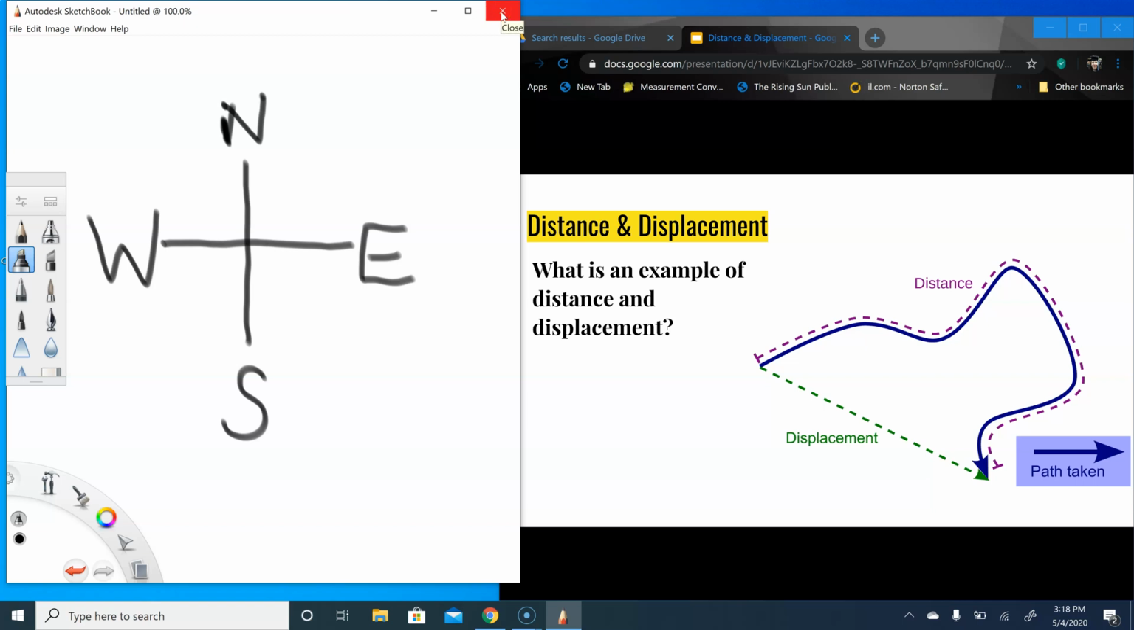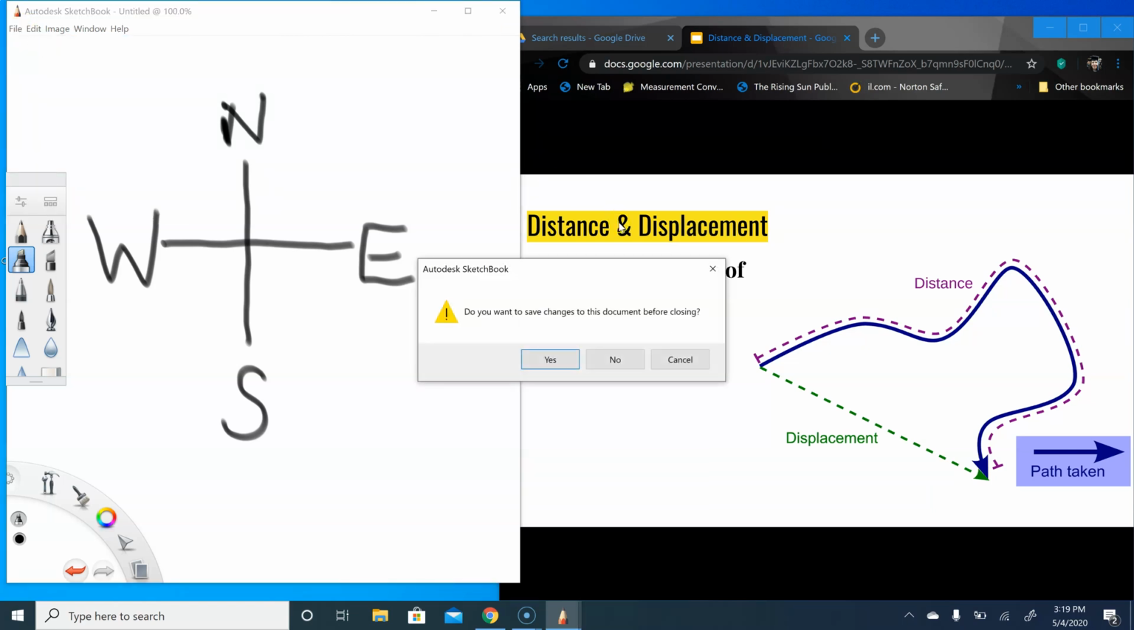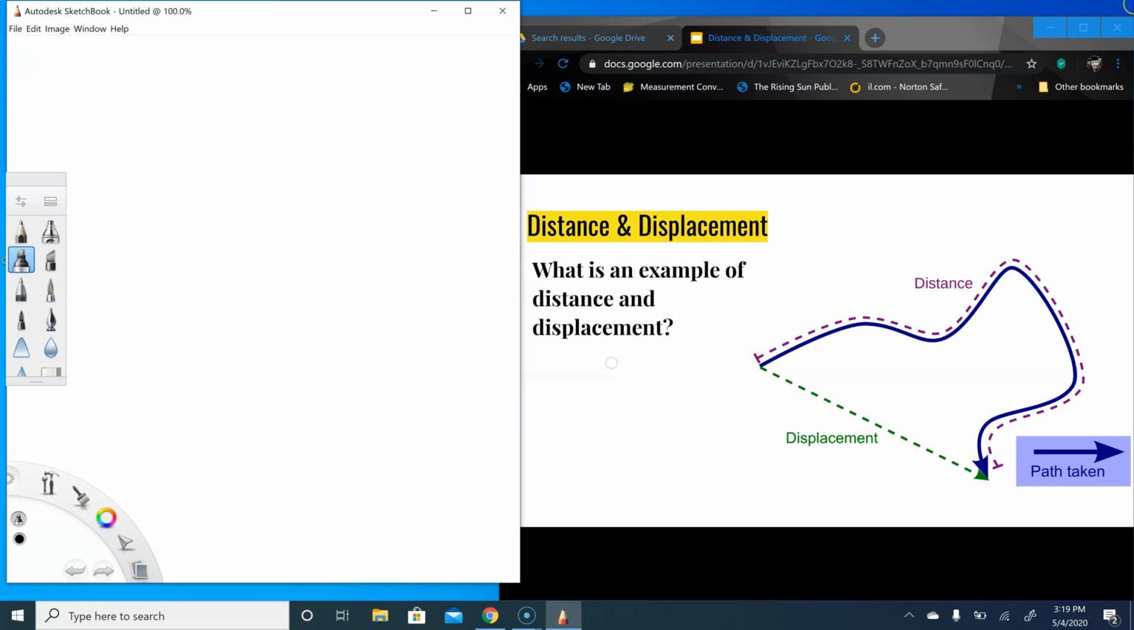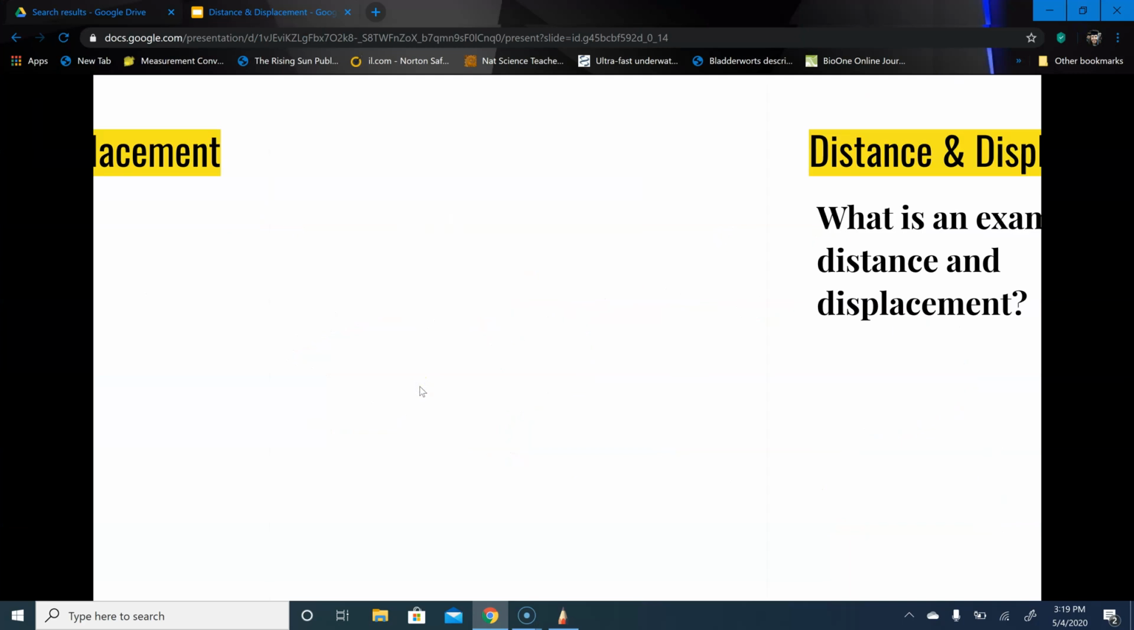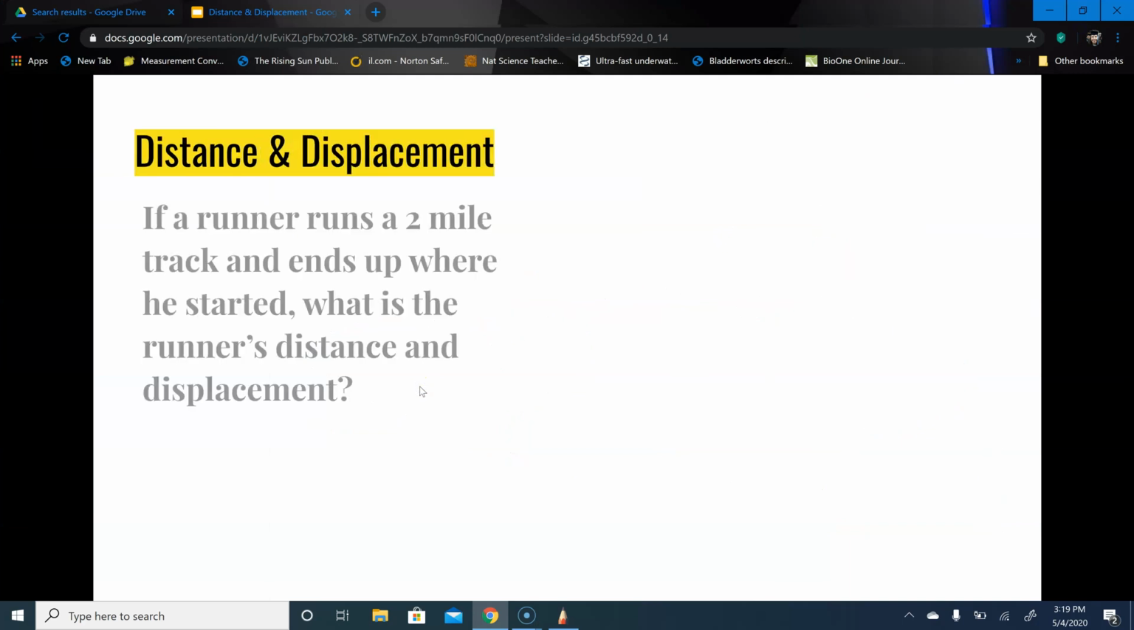It's not always easy to determine, but it's good to have those. So let me clear this off. Okay. And we'll go back to talking about distance.